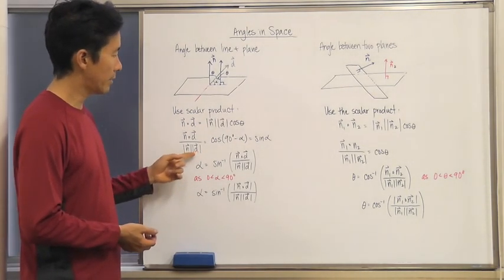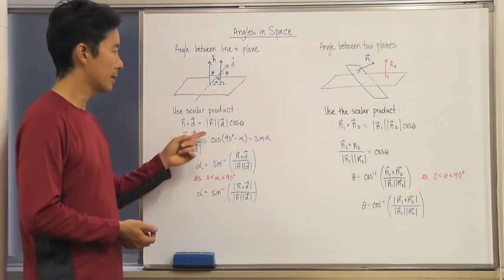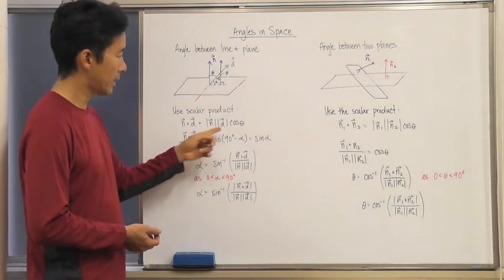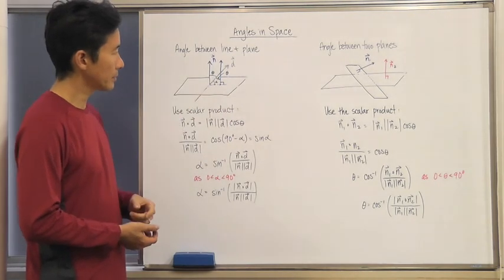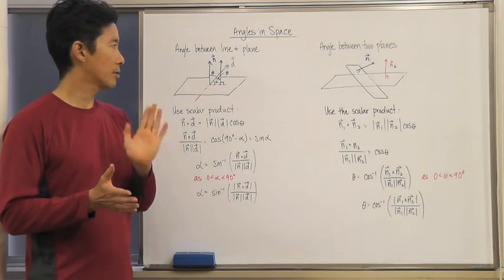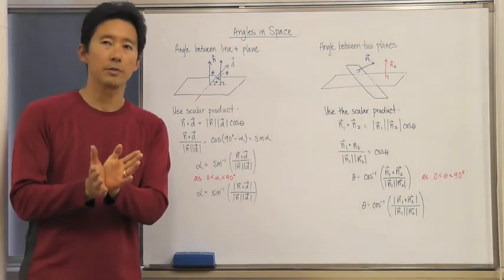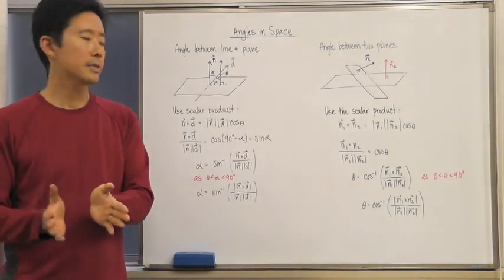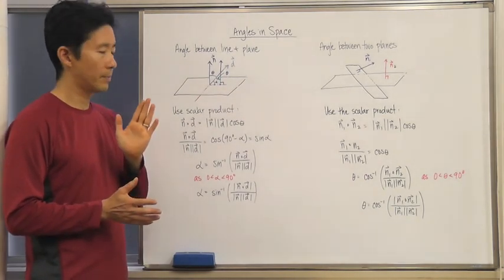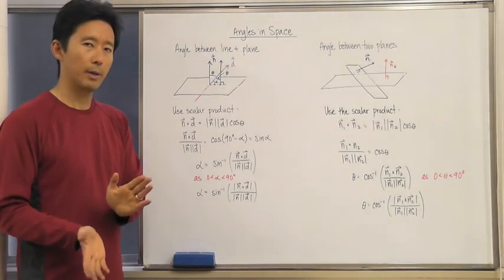And then if we divide by the magnitude of n times the magnitude of d, we come out with this. Now, theta is actually the angle between the normal vector and the directional vector, which is not the same as the angle which the line makes with the plane.